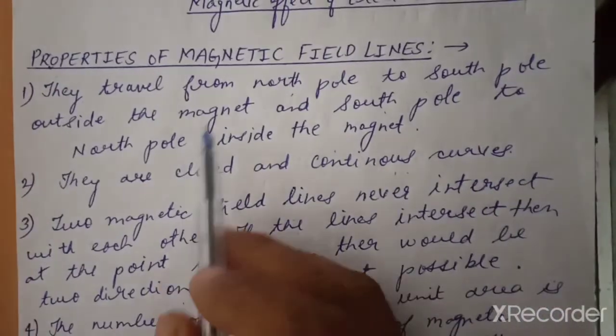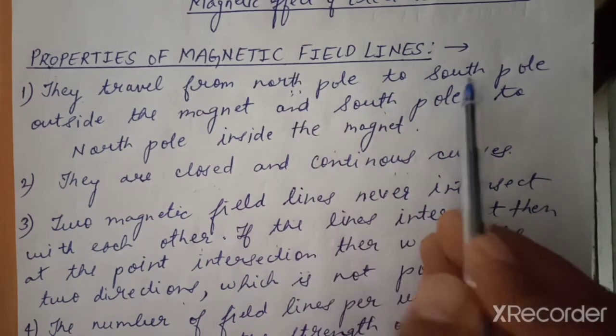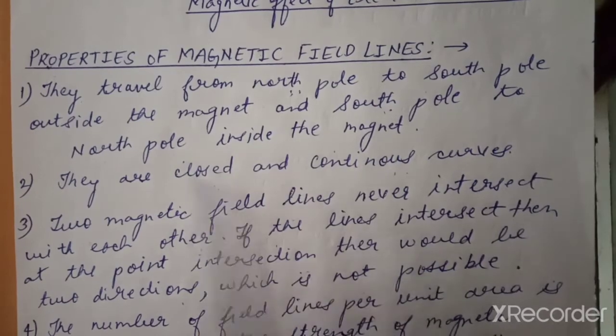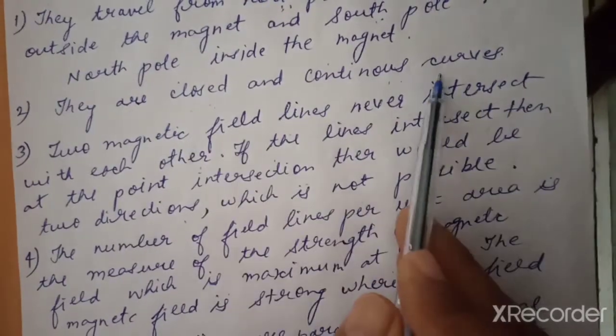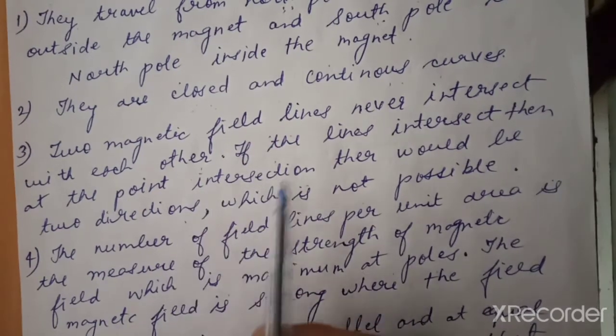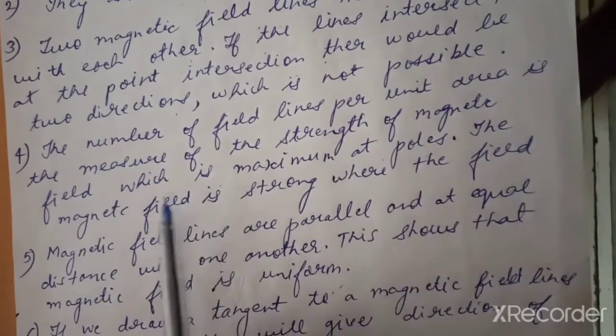So what are the properties? First, outside the magnet the lines travel from the north pole to the south pole, and inside they travel from the south pole to the north pole. These are closed and continuous curves. Two magnetic field lines never intersect, because if they intersect, it means they are showing two directions, which is not possible.